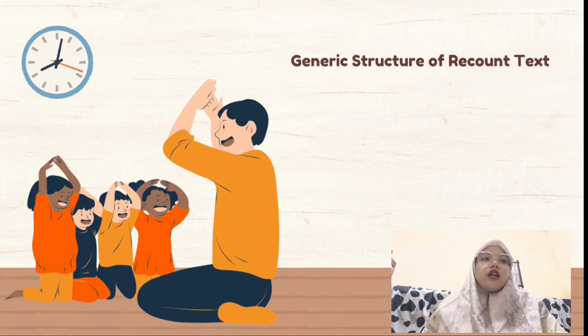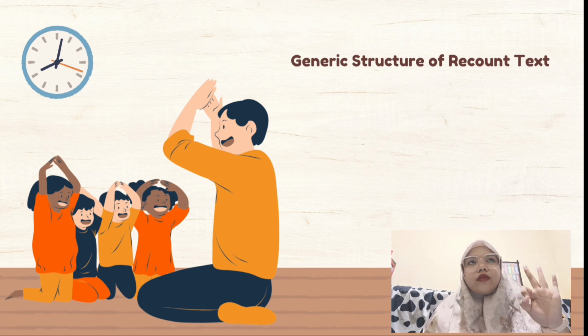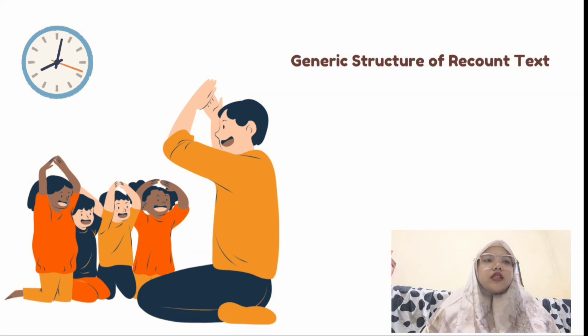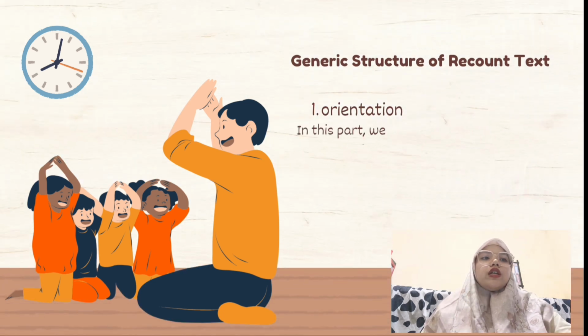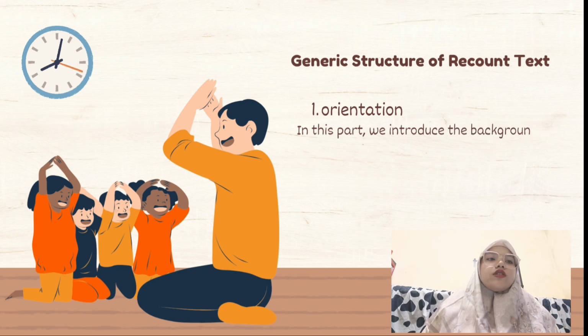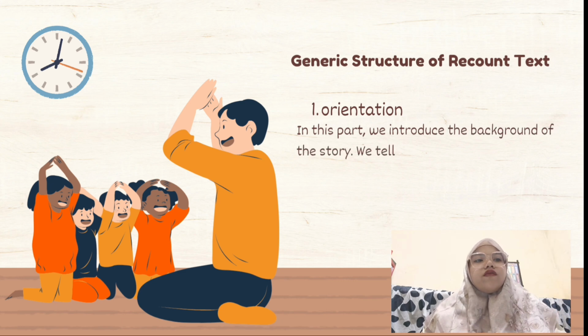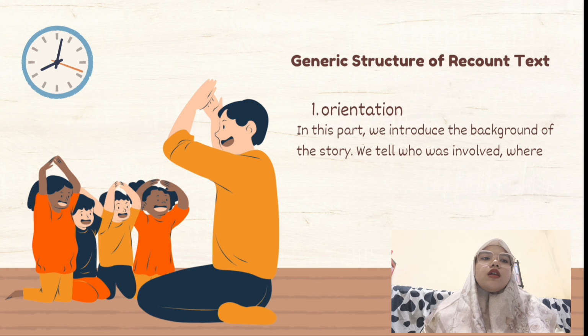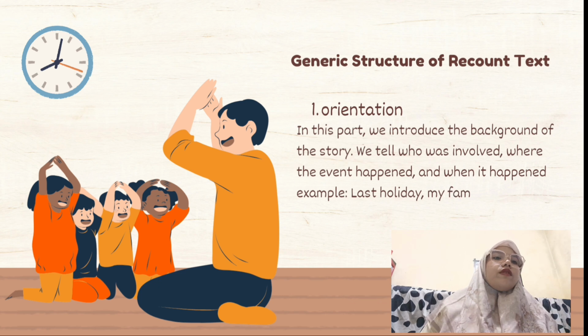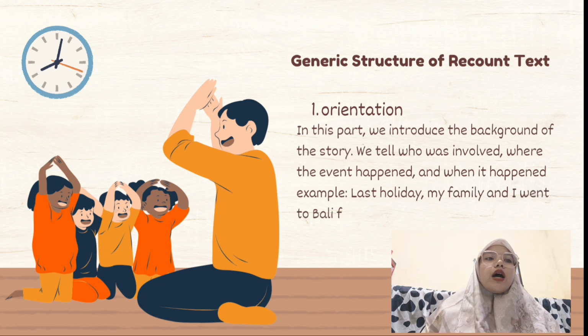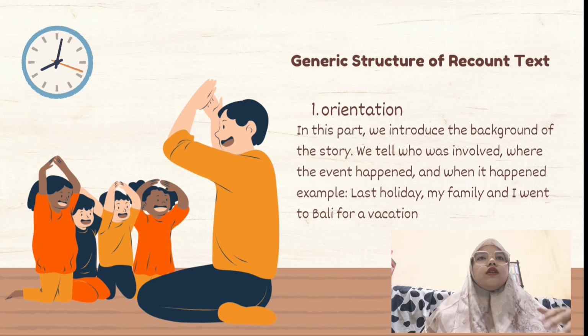The structure of recount text has three parts. The first is orientation. In the orientation, we introduce the background of the story. We tell who was involved, where the event happened, and when it happened. For example, last holiday, my family and I went to Bali for a vacation. So the orientation is usually located in the first paragraph.